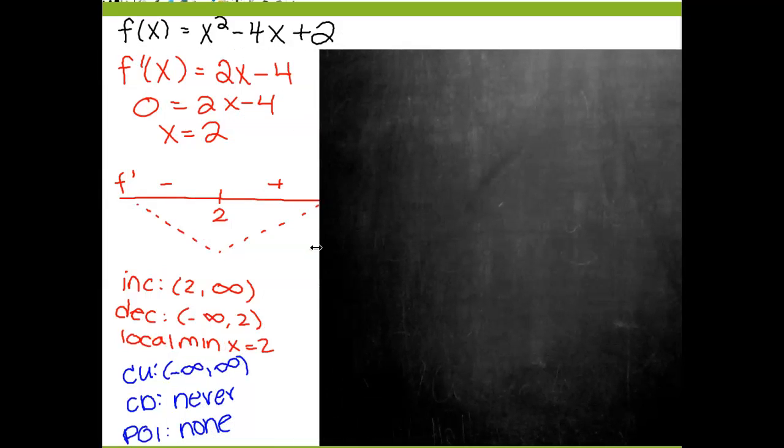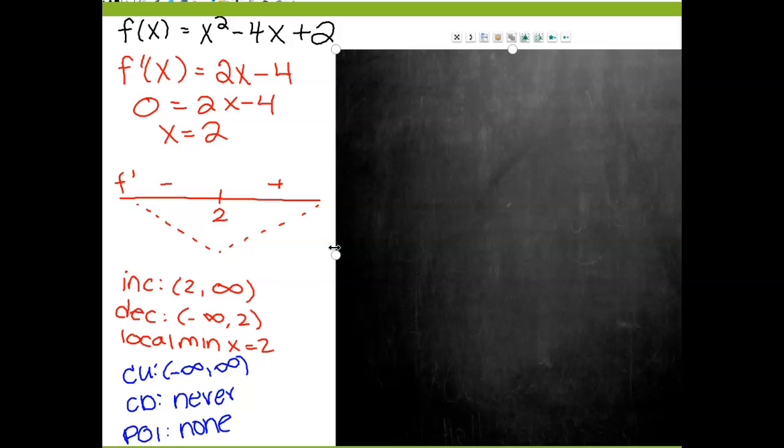So over here to the right, we have all the information that's important about the first derivative. So the first derivative of this function is 2x minus 4. The zeros of this function occur at x equals 2. So then I make my first derivative number line. I check the signs to the left and to the right of 2 and determine what my original graph is doing.